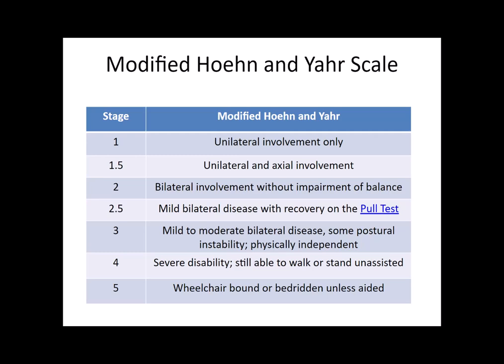As you progress through this disease, stage 1.5 is characterized by unilateral as well as some axial or trunk involvement. Stage 2 is going to be bilateral involvement, but no balance issues. And stage 2.5 is going to be bilateral disease with recovery on the pull test.